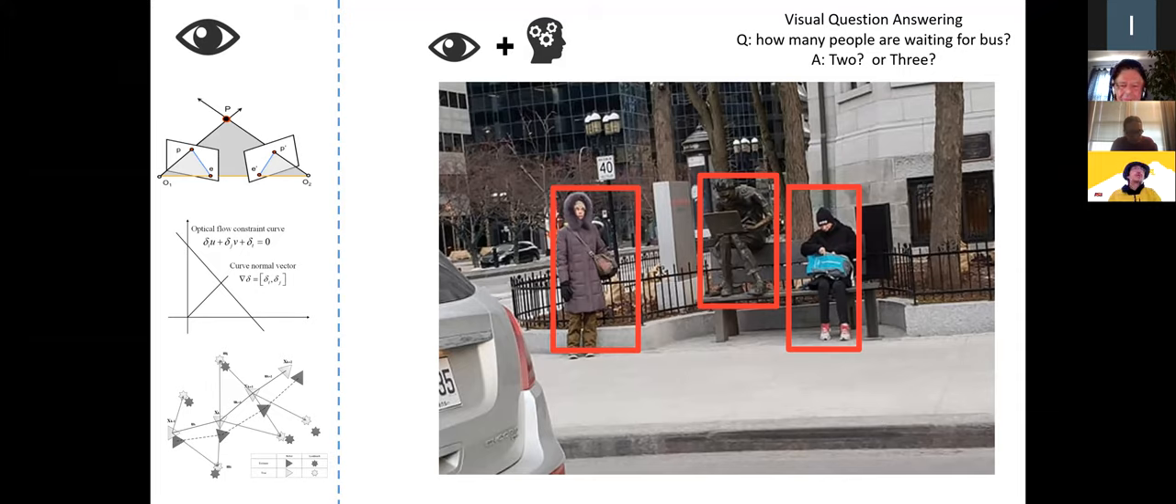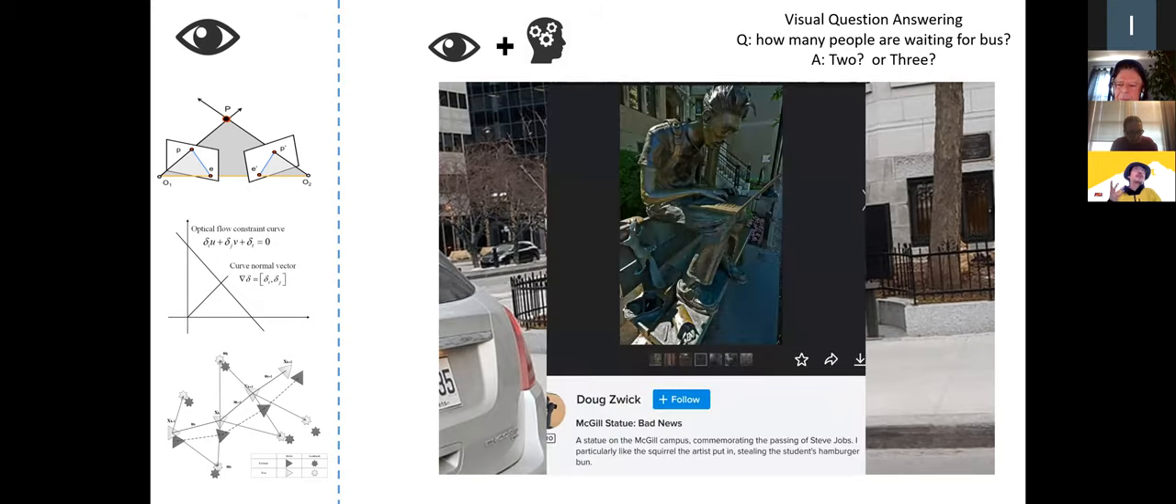And if you have the knowledge, actually this is a picture taken in Montreal, on the campus of McGill University. And if you are a student of McGill University, you know that the statue is essentially a statue commemorating the passing of Steve Jobs when he was an undergraduate student at McGill, showing the poor CS students working on their projects. If you have that knowledge, okay, you know the answer is two. So all this insight brings us to delve into this idea of how we can predict or infer things beyond what can be directly perceived from visual appearance.